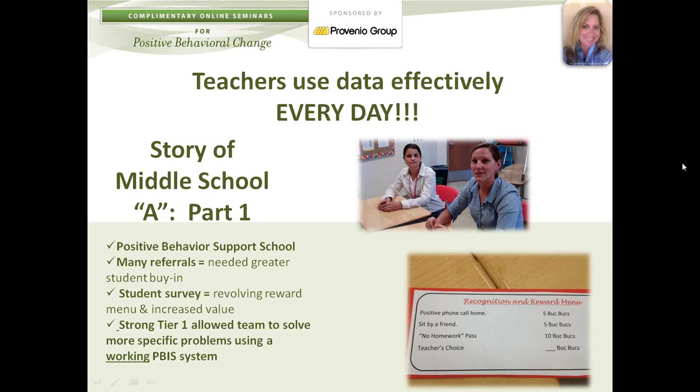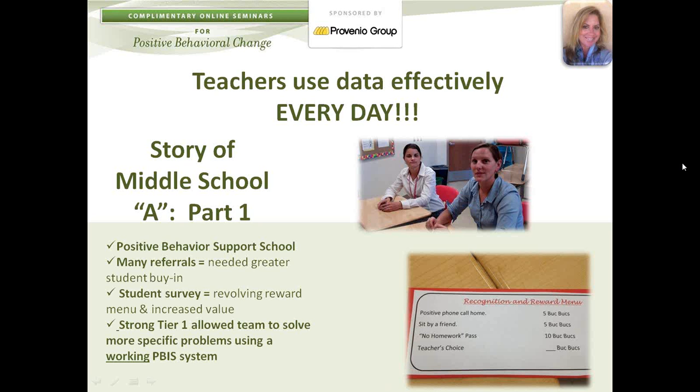They were a school that had positive behavior support in their school for several years. But this team of teachers at 7th grade noticed that they had many referrals. And so they realized that something wasn't quite working right if they were trying to do PBS, and they still had lots of referrals. Their idea through problem solving was that it needed greater student buy-in. So they decided to survey their whole team of students, and discovered that indeed they didn't really have the right rewards and recognition set up for their students. So based on their survey results, they created what you see in that picture there, a recognition and reward menu.